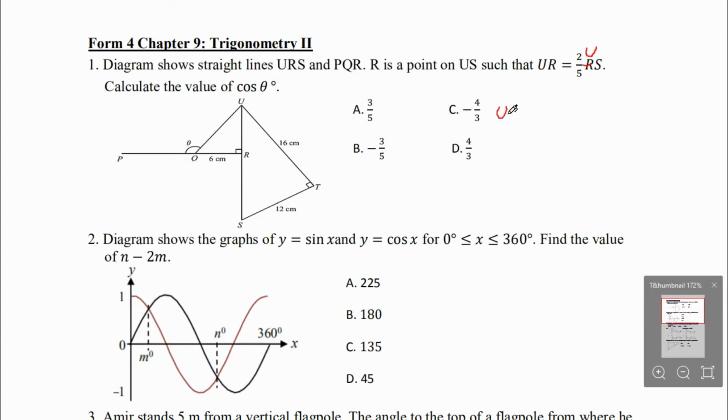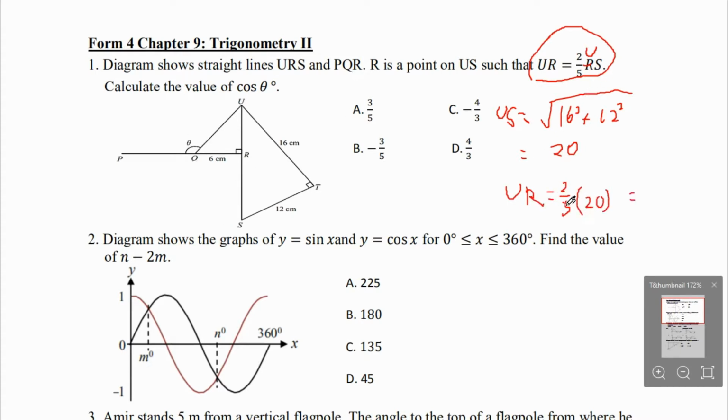So US equals square root of 16 square plus 12 square, and this equals 20. So US equals 20 cm, and we can use this formula to find the value of UR. So UR equals 2 over 5 US, equals 2 over 5 times 20. So UR equals 8 cm. So this is 8 cm.